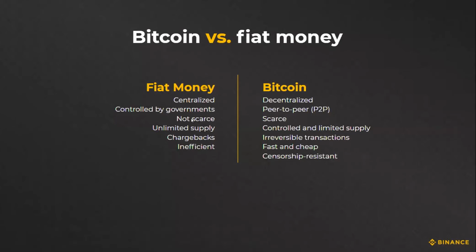So fiat money is centralized and controlled by government. It's not scarce. There's unlimited supply. I'm pretty sure you've seen movies where they are printing money. So you can see where the government can control it. The supply is unlimited. The government can just go and print a certain amount and inject it into society, and that affects the financial system of the country.